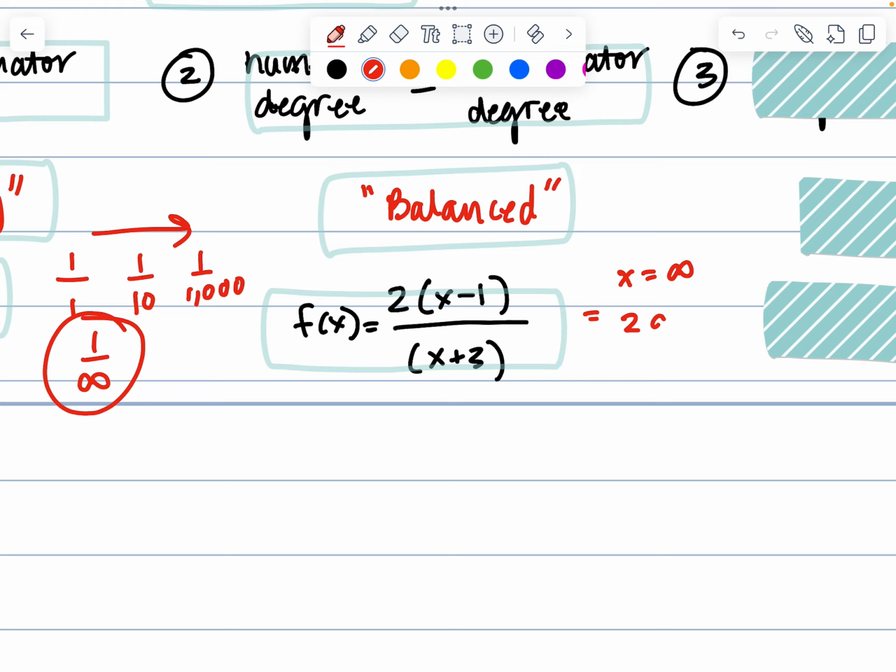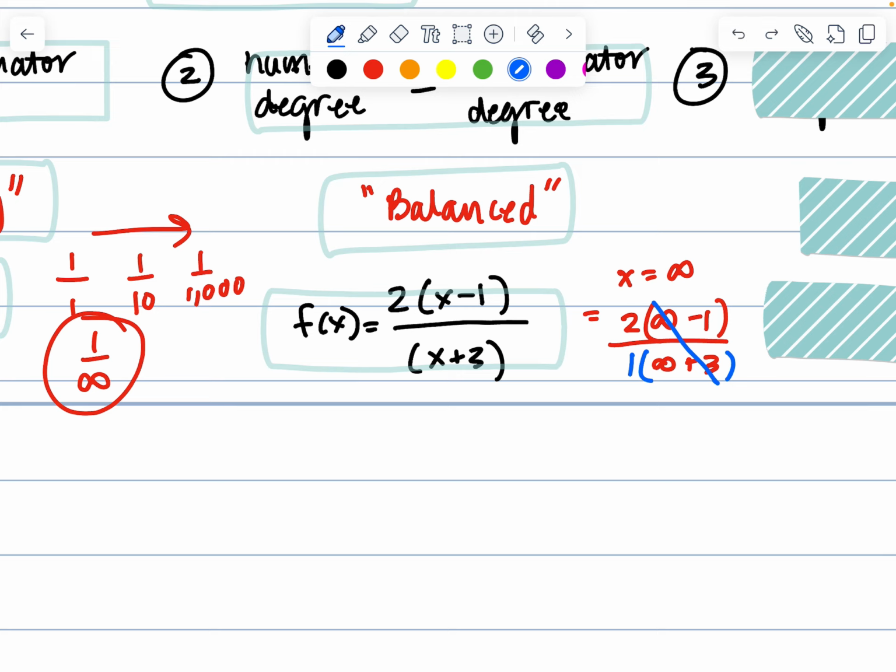Then we would have 2 times infinity minus 1 over infinity plus 3. Well, infinity plus 1 is infinity. And infinity minus 1 is infinity. And infinity plus 3 is also infinity. And these infinity divided by infinities kind of just cancel out. It's almost irrelevant to what happens. What's important, though, is what the coefficients are in this. So what is the coefficient of the numerator? What's the coefficient of the denominator? And this will make your horizontal asymptote.